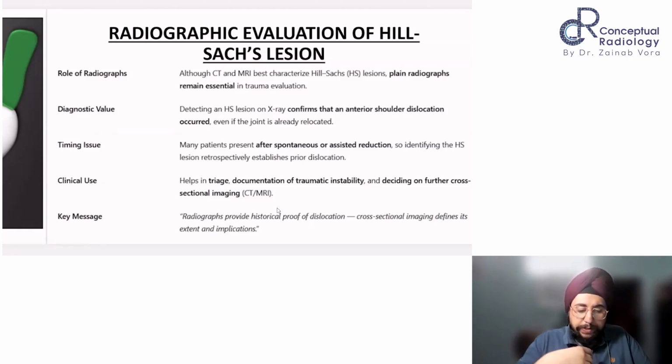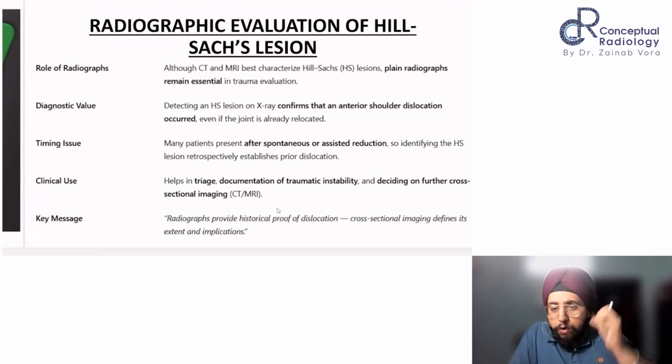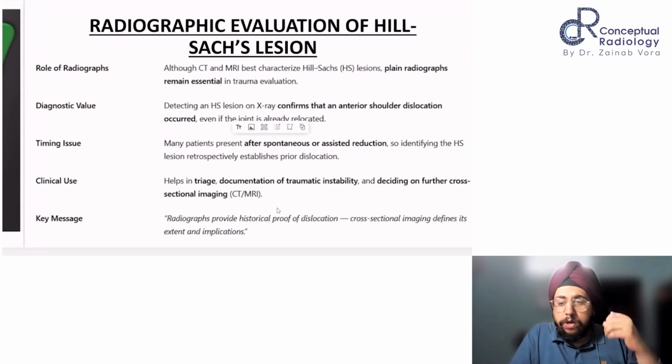Okay. So a patient has presented to you with recurrent traumatic anterior shoulder dislocations. The first thing you get, obviously, will be the radiographs, which you would have taken. So this basically provides a historical proof of dislocation. Why? Because I've told you the pathogenesis of Hill-Sachs. The first episode of dislocation does not occur because of Hill-Sachs. Hill-Sachs is formed because of the first episode of dislocation.